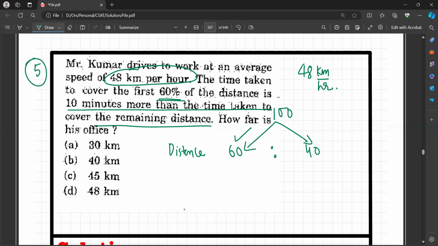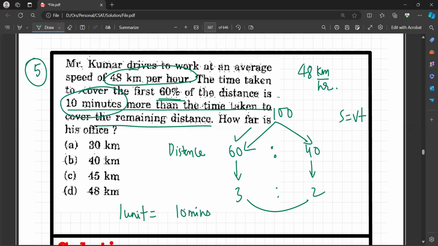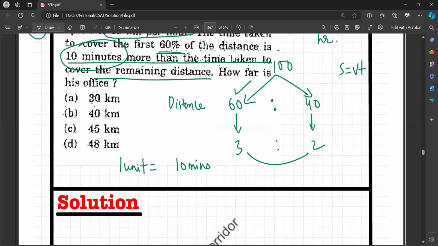Now the time taken will be what? Time taken will be directly proportional, because S is equal to VT. So time taken would be 3:2. If we divide by 20, it is 3 units is to 2 units. Now the difference between them is 1 unit. 1 unit is equal to what? The extra 10 minutes, because this is the extra time. Here it takes 3 units, and here 2 units.